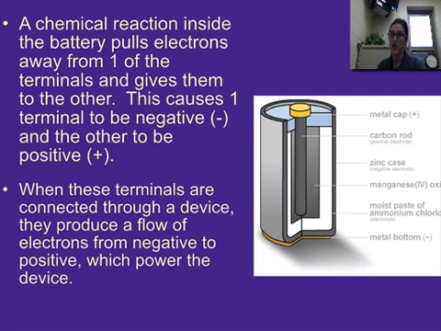There is a chemical reaction inside the battery that pulls the electrons away from one of the terminals and gives them to the other. This causes one terminal to be negative and the other to be positive. When these terminals are connected through a device like a wire, they're able to power the device.